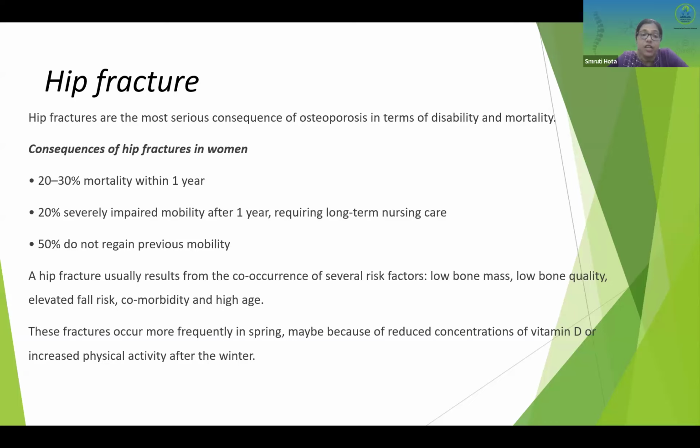Hip fractures are typically due to multiple risk factors like low BMD and poor bone quality, high fall risk, and other comorbidities with advanced age. And here, hip fracture is rarely just about the hip, it's a predictor of future fracture also. So early intervention is mandatory here also.